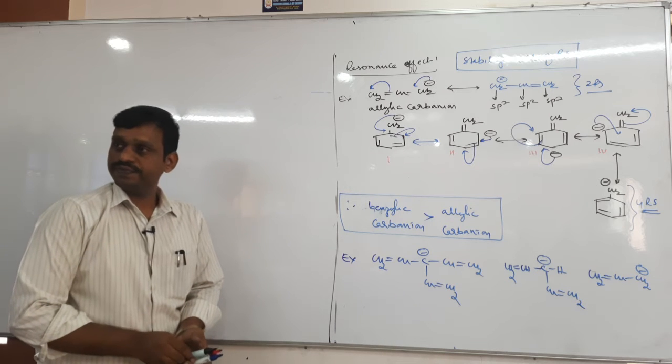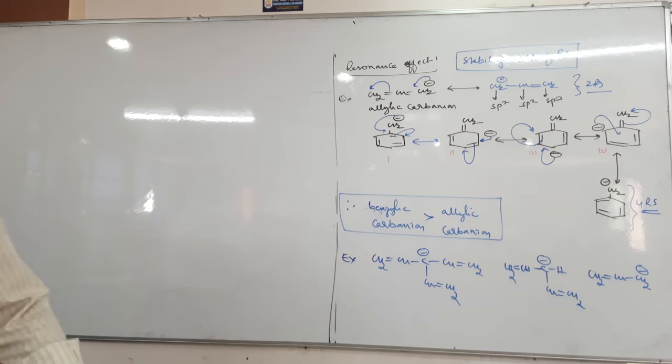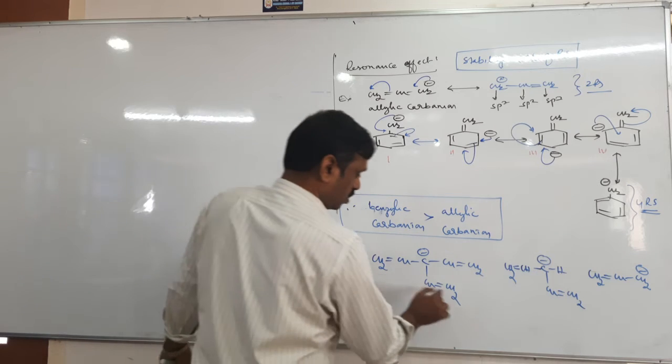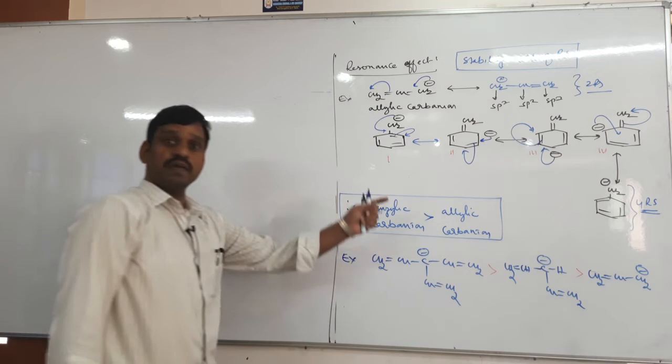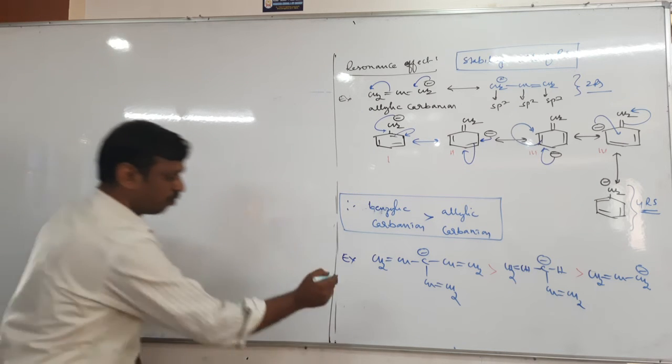First one, right? So why is the first one more stable? Because 6 resonance structures are possible. Here 6 are possible, here 4, here 2. As the number of resonance structures increases, stability increases. One more example.